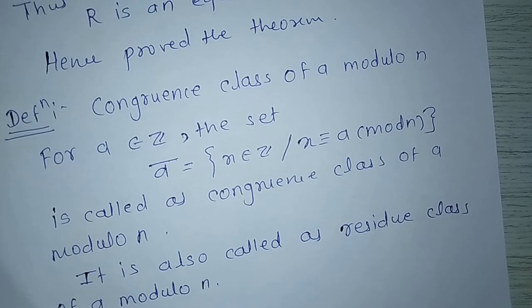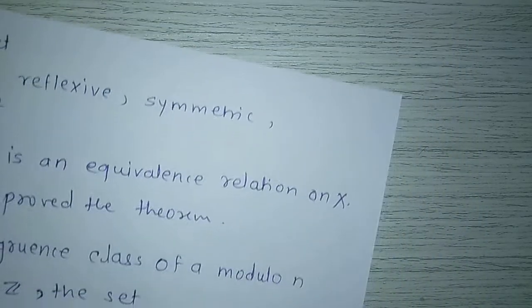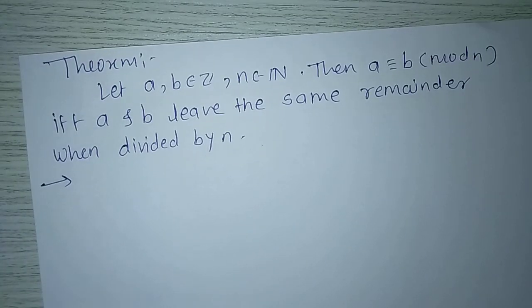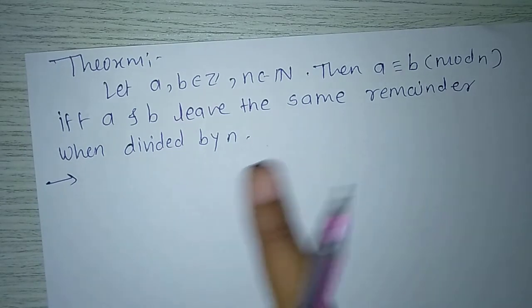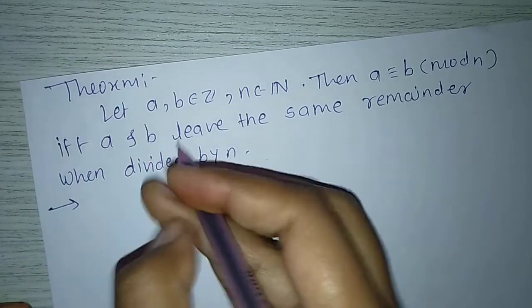Now we will see the theorem based on congruence class of a modulo n. Statement of the theorem is, let a, b belongs to Z, then a is congruent to b modulo n if and only if a and b leave the same remainder when divided by n. Proof.